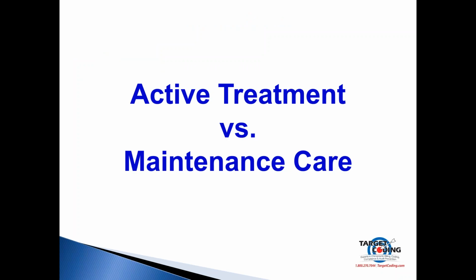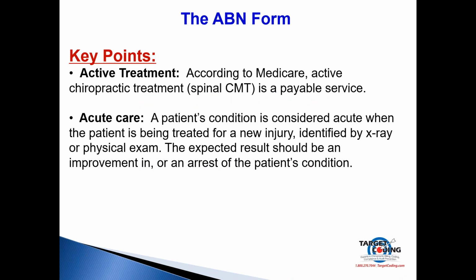Now, this is a little bit tricky here, active treatment versus maintenance care. This is where Medicare and doctors of chiropractic get confused. A lot of chiropractors are treating patients and billing Medicare as though it's active treatment, but the notes look like it's maintenance care. And this is one of the common causes for Medicare to ask for money back from doctors. So according to Medicare, active treatment means the patient's condition is considered acute when the patient is being treated for a new injury. So active treatment could be acute or chronic. So acute is when the patient is being treated for a new injury.